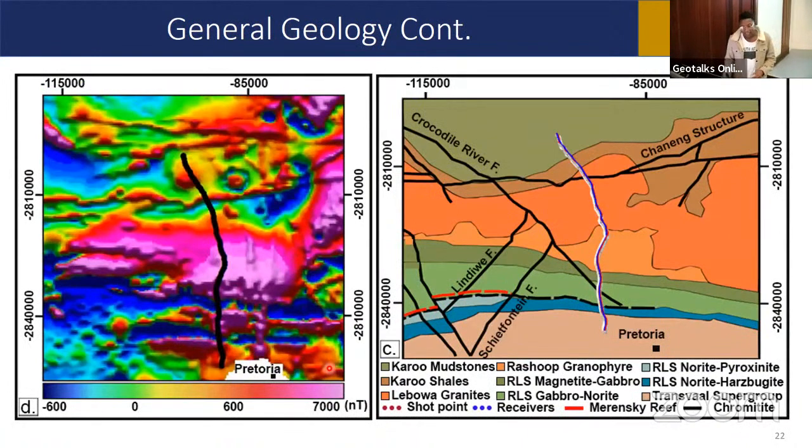Now, the line traversing from south to north cross-cuts some of the major geological structures in the area, like the Chanyan structure, which is a fault associated with the dike, and the Crocodile River fault, which is actually mapped by aeromagnetic data. Here is the Chanyan structure, and here is a signature that correlates to the Crocodile River fault.